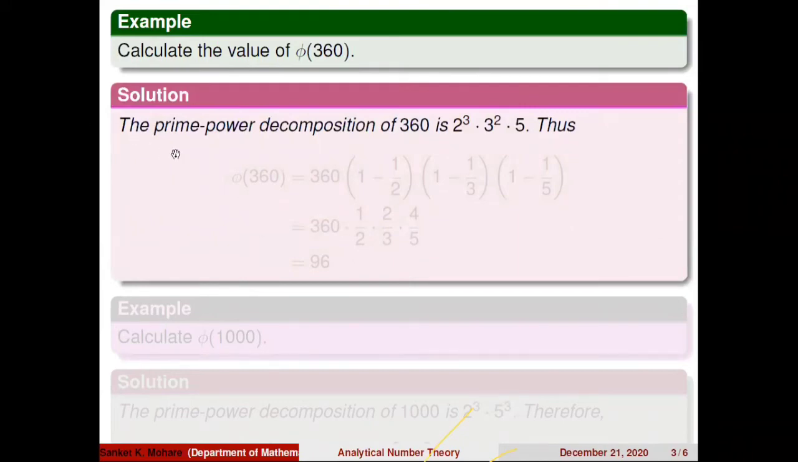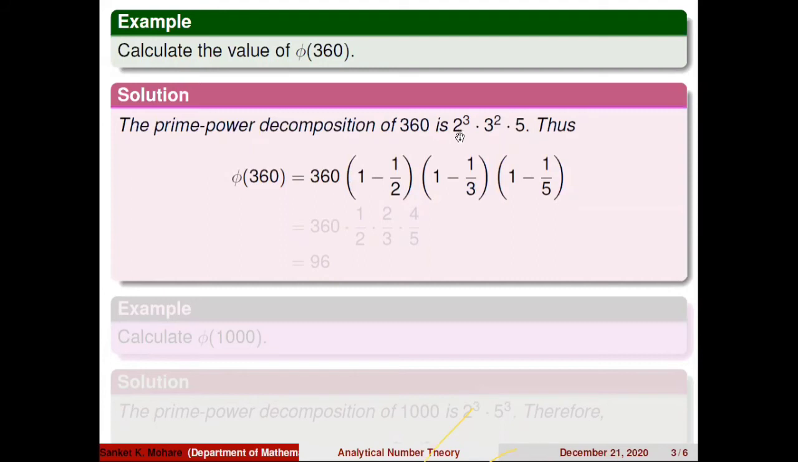Okay, so the prime power decomposition of 360 is 2 cube into 3 square into 5. Thus phi of 360 is equal to, using that formula, what was that formula? Phi of n is equal to n into 1 minus 1 by p1 into 1 minus 1 by p2, and so on up to 1 minus 1 by pr, where the pi's are primes.